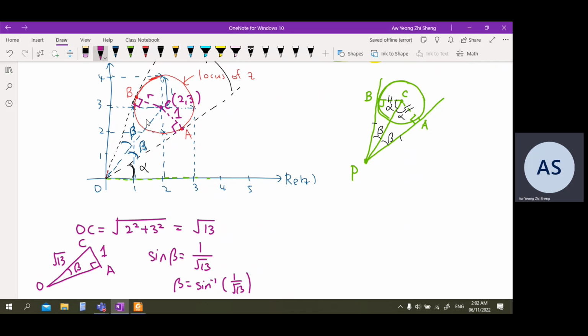From the diagram, it's very clear that beta must be acute. So inverse sine, with your calculator in radian mode, of 1 over root 13, you have 0.28103. Take 5 significant figures to avoid rounding error.